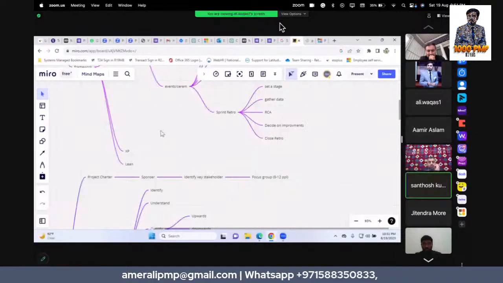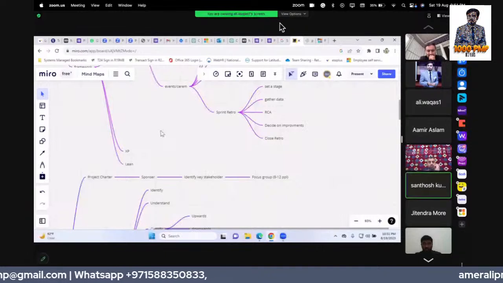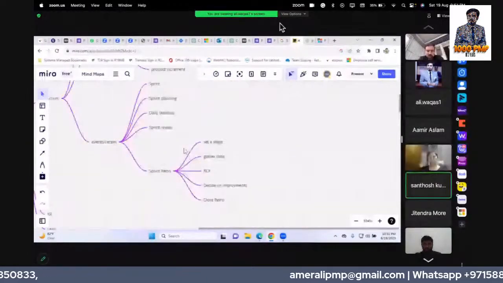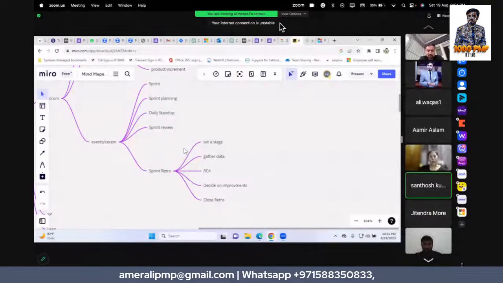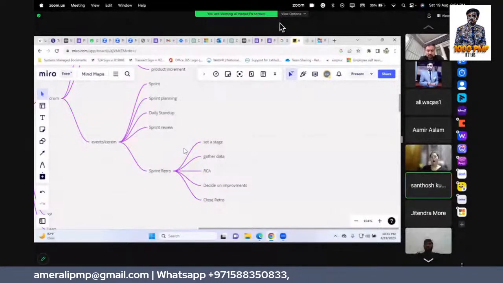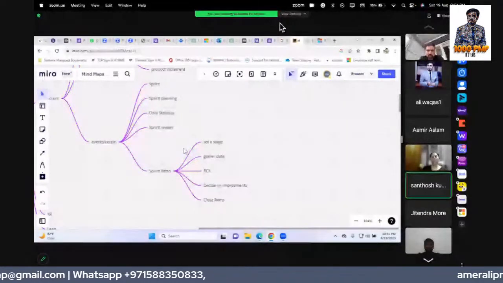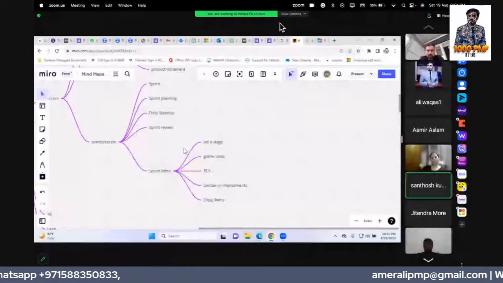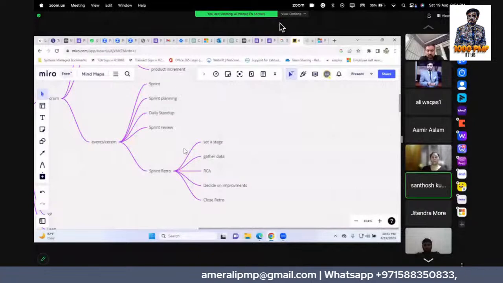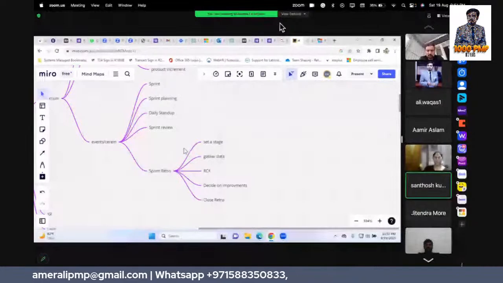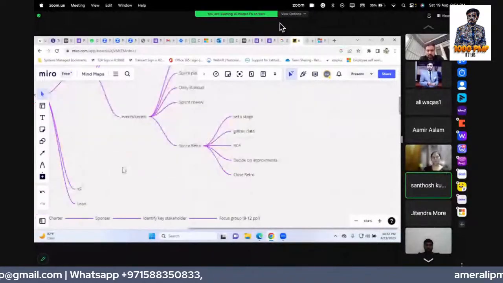Next is the sprint retrospective. All the things we discuss, everything, is in the sprint retrospective. The sprint retrospective goes through 5 stages, to reflect on the work done, what kind of work you have done, so all things will be discussed here. First is set the stage and gather the data, then generate insight, which means RCA will be done, then we decide on the improvements and we close the retrospective. So this is about the sprint retrospective.